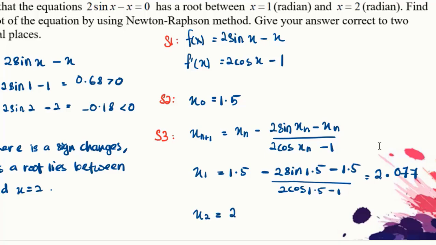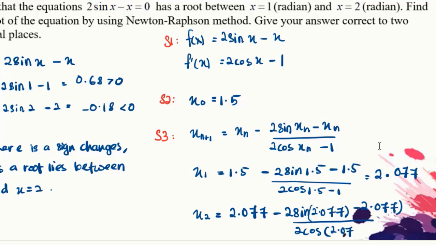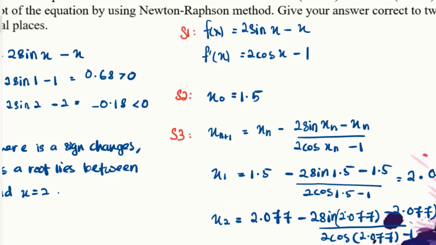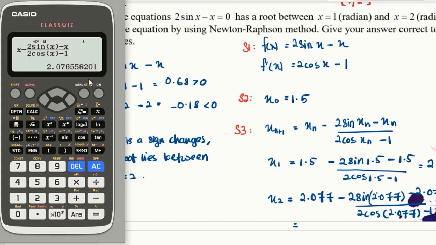For the second one, we have to substitute: 2.077 minus (2 sin 2.077 minus 2.077) over (2 cos 2.077 minus 1). Here, how to get the next answer is back to our calculator.